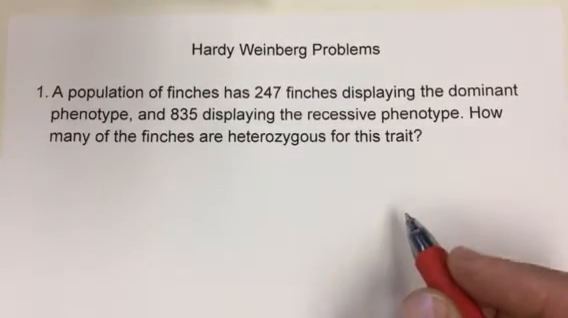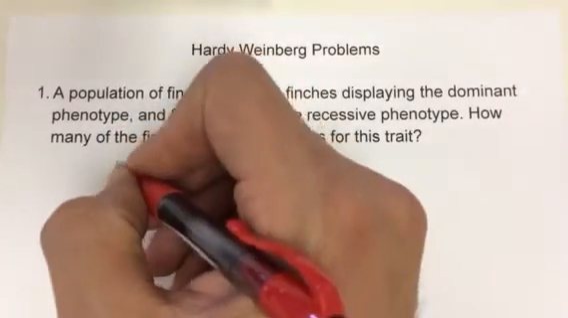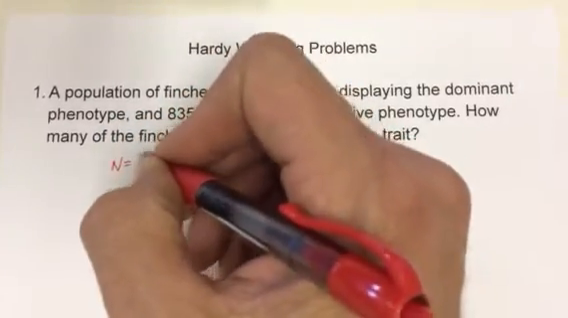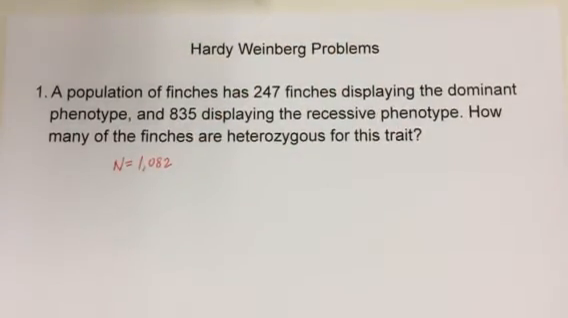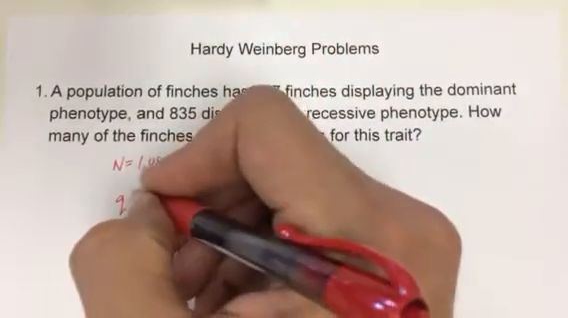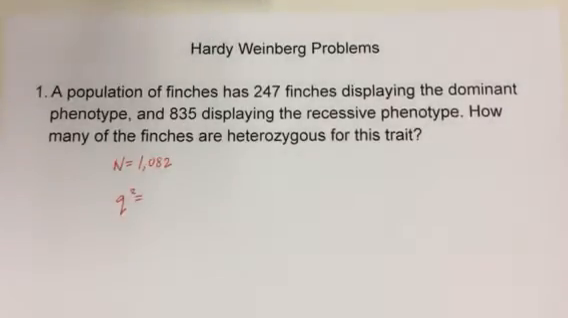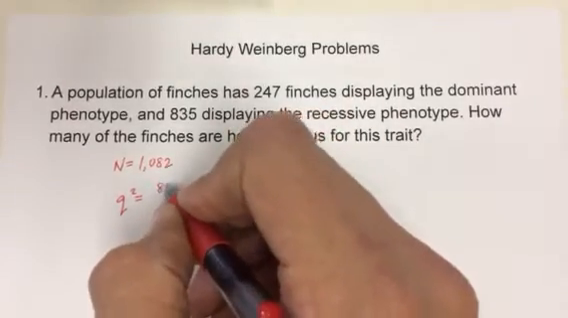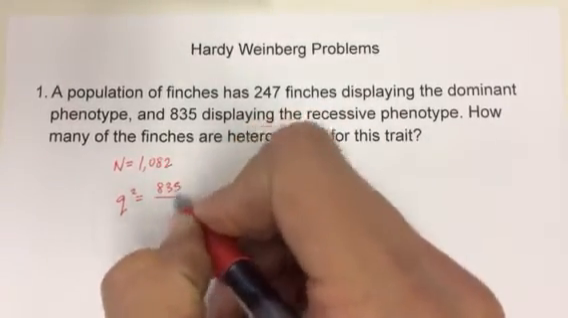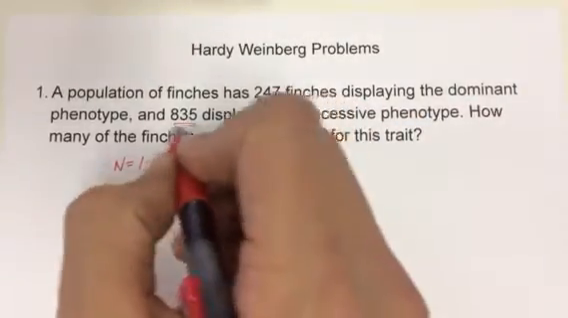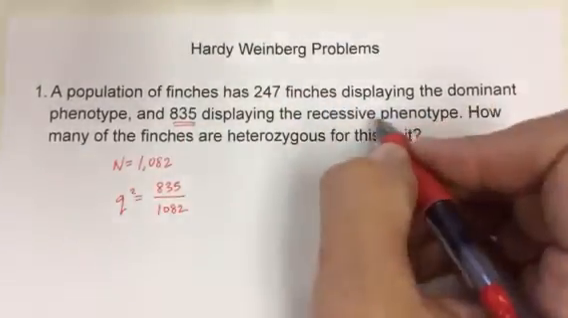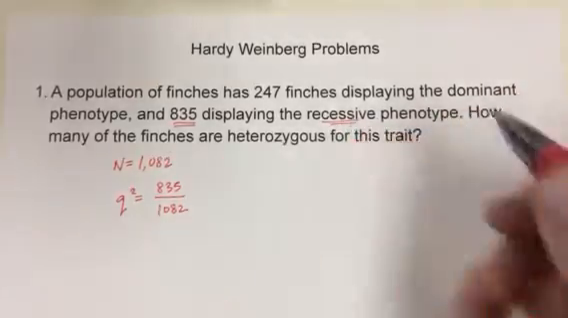This is similar to the other problems that we did earlier this year. I think the first thing you have to do is figure out the total population size, and according to my calculations it is 1082. The first thing I do is I always try to solve for q, or q squared. In this case, q squared is going to be equal to 835 divided by 1082. And the reason is because we have 835 finches that are displaying the recessive phenotype.